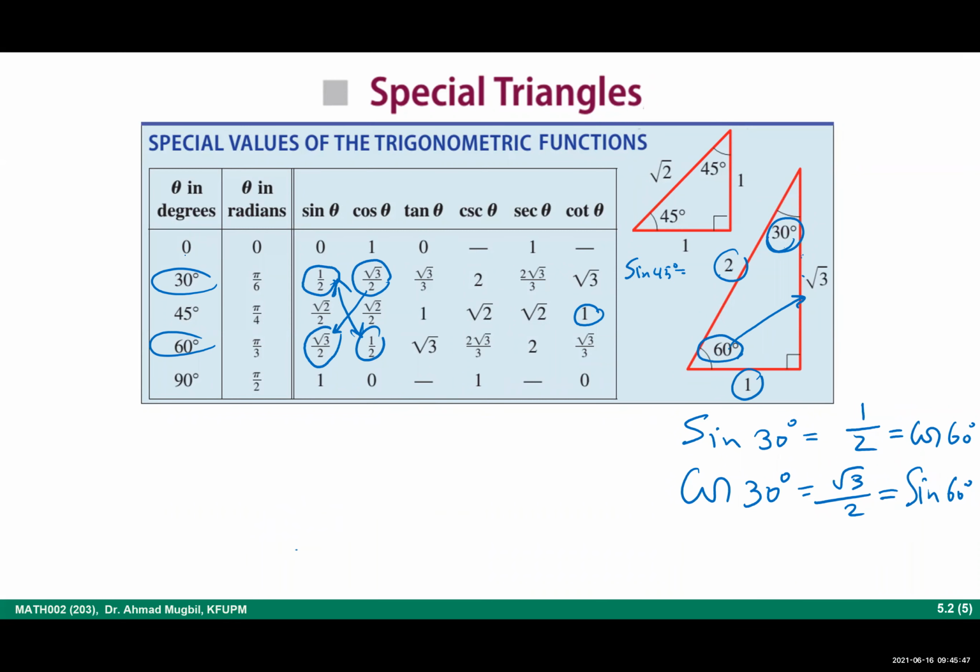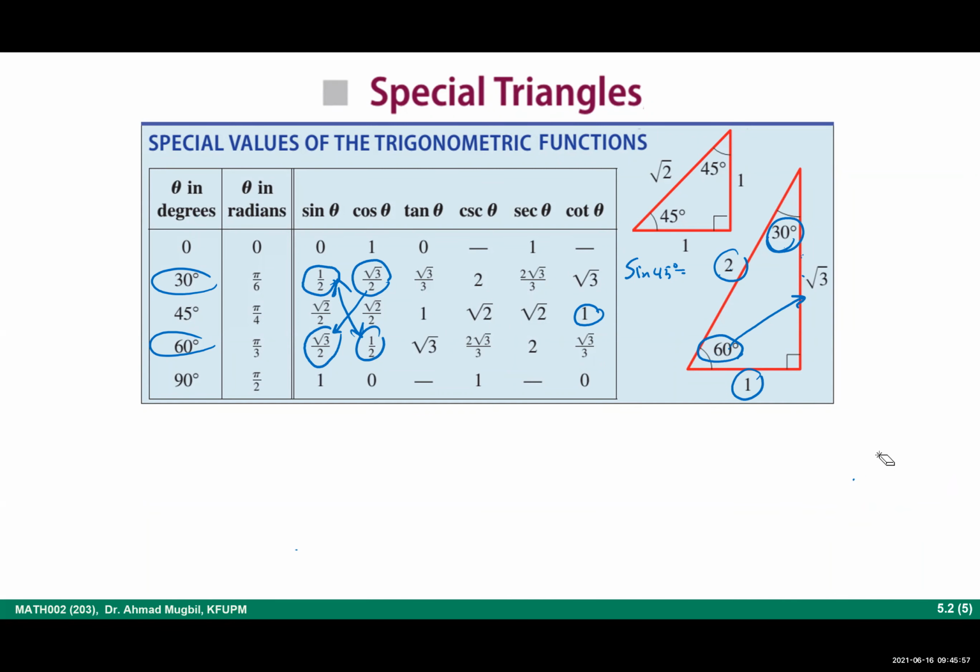For 0 and 90, I prefer to delay that to 6.2. When we study 6.2, it will be very clear for you, inshallah, why the sine of 0 is 0. But let me explain it to you here in an easy way. Can you draw, guys, a zero angle? How will it be? Let's say this angle is 0.